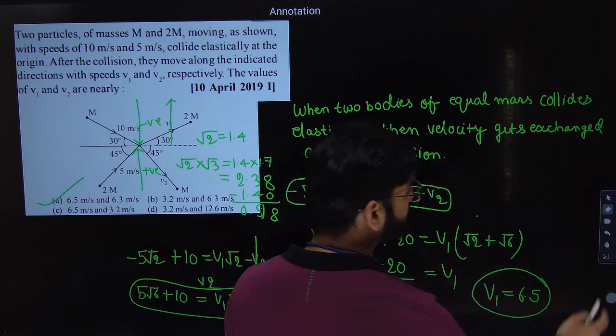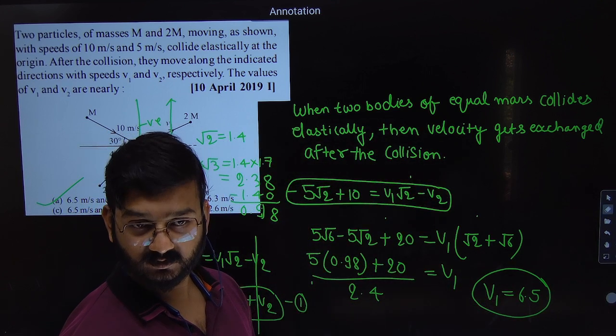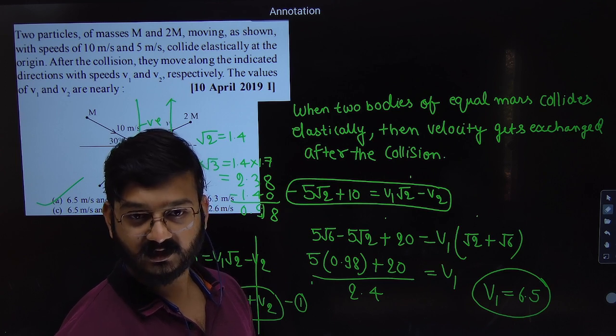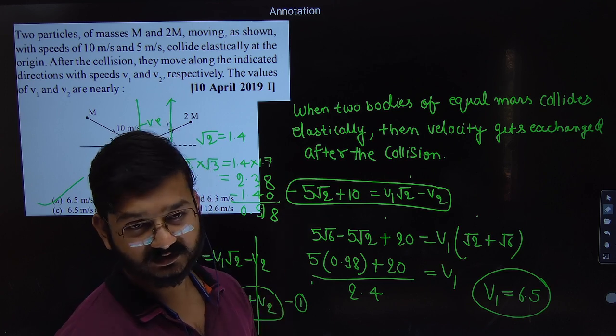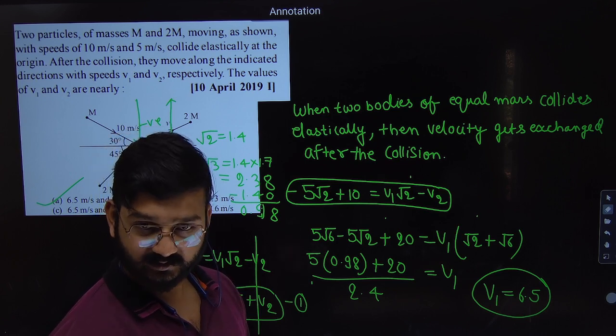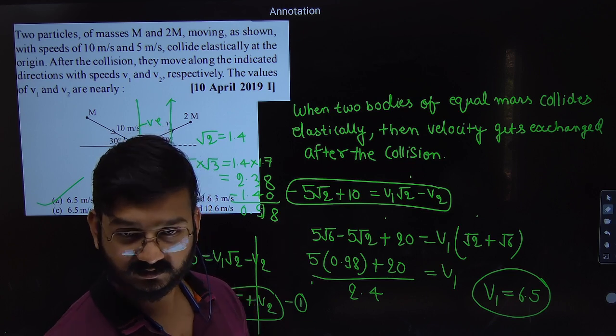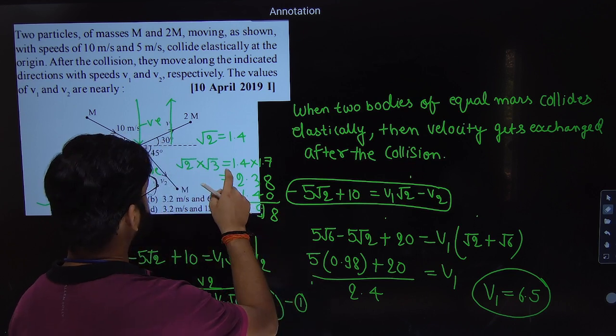So conditions you need to remember. First condition, elastic collision. Second condition, equal mass. When both of them are satisfied, then only you can apply this trick. Now you will say, sir, how do you get this trick? Conservation of linear momentum and conservation of kinetic energy. If you do that, you will get the same thing, which you can try after the class.